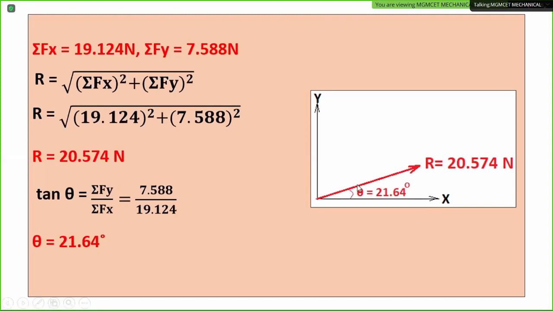Suppose my question has summation of Fx negative and summation of Fy positive. Then in which quadrant will we show the resultant? Anyone? Second. Second quadrant. Y is positive, x is negative. So this resultant you are going to show in the second quadrant. If both are negative, then you are going to show the resultant in the third quadrant. Third. Yeah. So take care of this one.